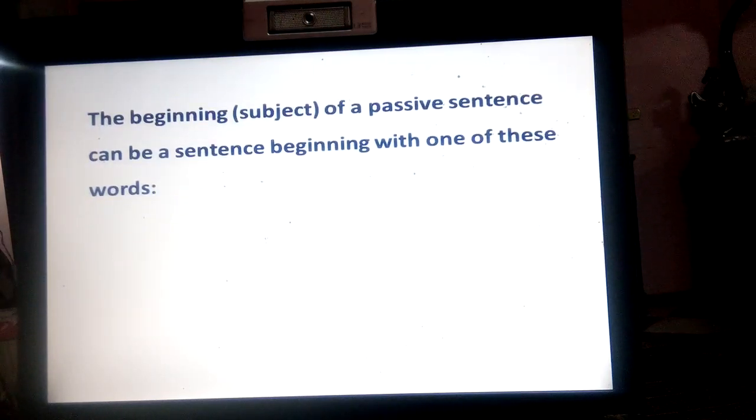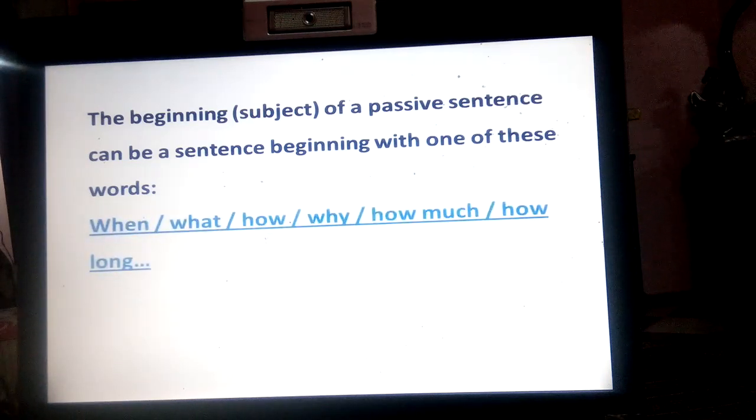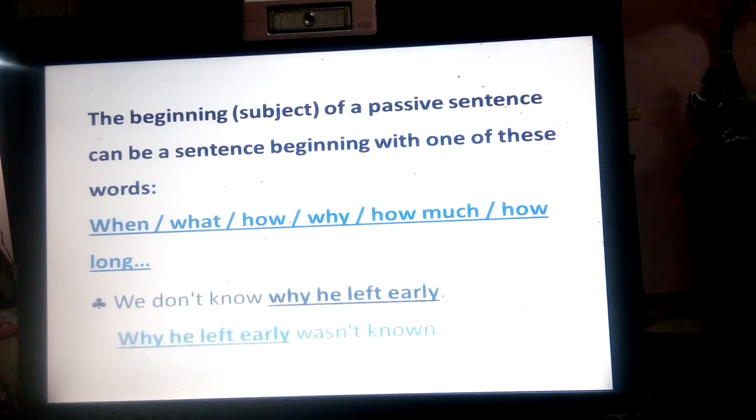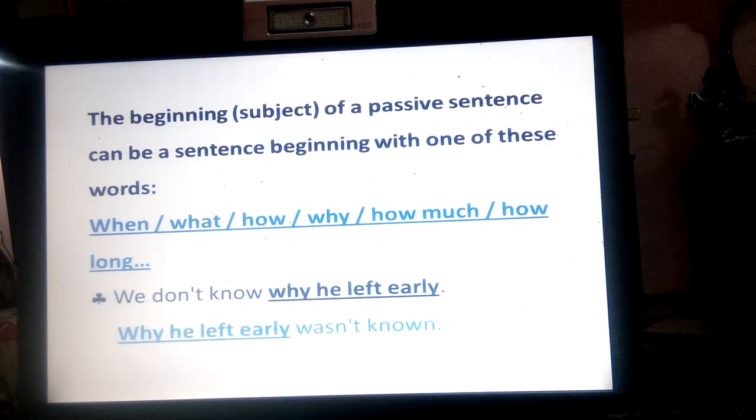The beginning subject of a passive sentence can be a sentence beginning with one of these words: when, what, how, why, how much, and how long. Example: we don't know why he left early. I'll begin with why he left early wasn't known. Wasn't known. Why did I use past simple here? Because left is the past of leave.